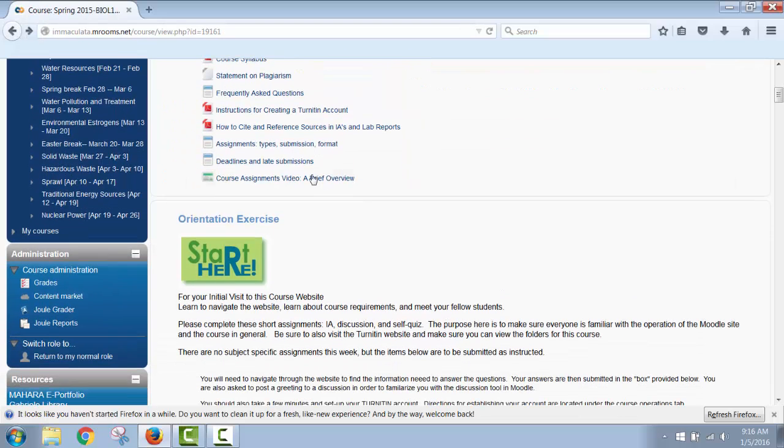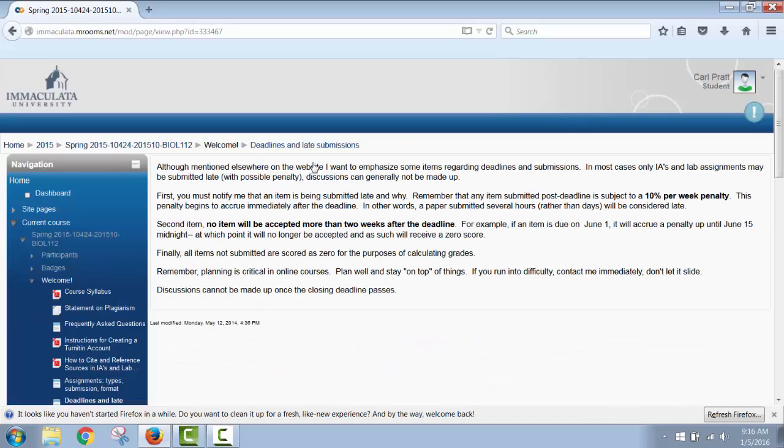The other thing that I want to point out is that I understand that life will get in the way in the next 15 weeks. Someone will get ill, someone will have a family emergency, someone will be called away at work, a whole host of things. I will try to accommodate that, but only within reason. I want you to understand that discussions, because they are dynamic and are provided on a weekly basis, cannot be made up. So if you don't contribute during the week of the discussion, you'll simply lose those points.